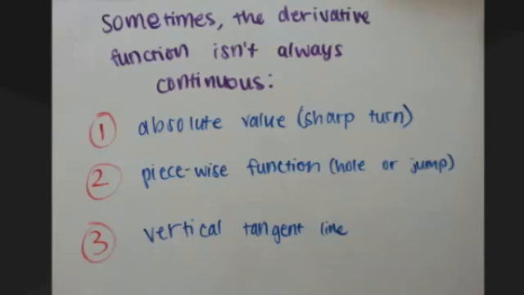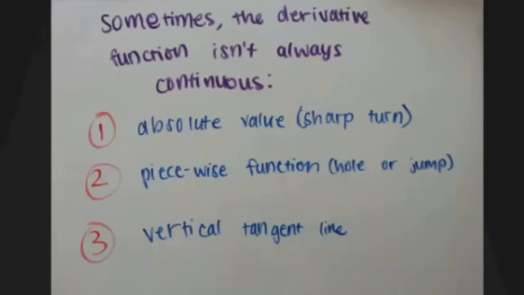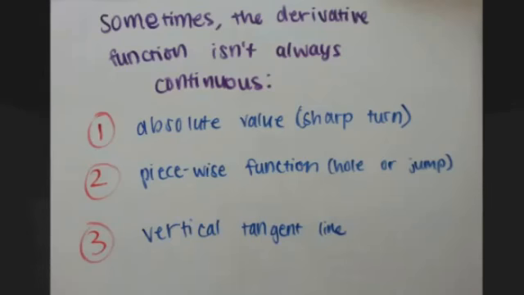Sometimes, however, the derivative function isn't continuous. There are 3 special cases that we have to keep in mind. Number 1, absolute value functions, or sharp turns. Number 2, piecewise functions, or where the original function has a hole or a jump. And number 3, finally, functions that have vertical tangent lines. Let's go over examples of each one of these and explain why the derivative function isn't continuous or the function isn't differentiable in these cases.